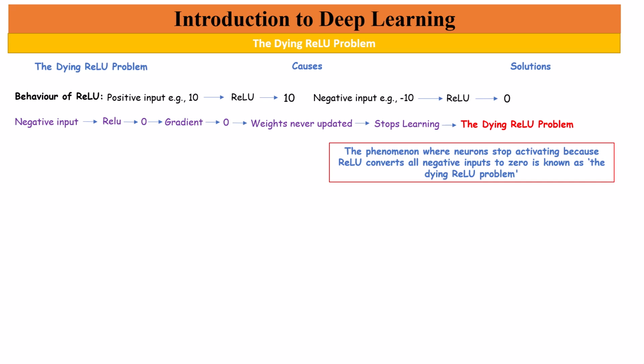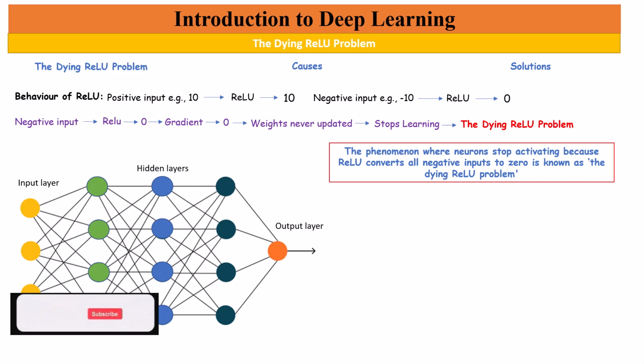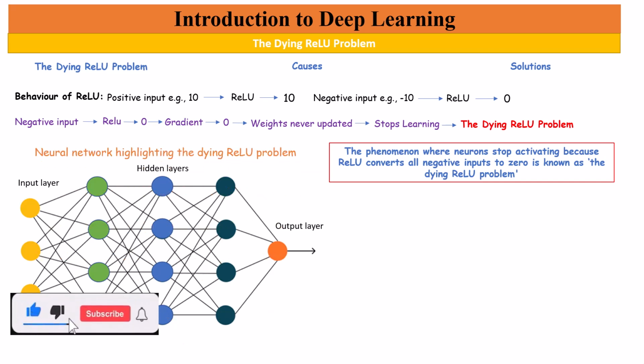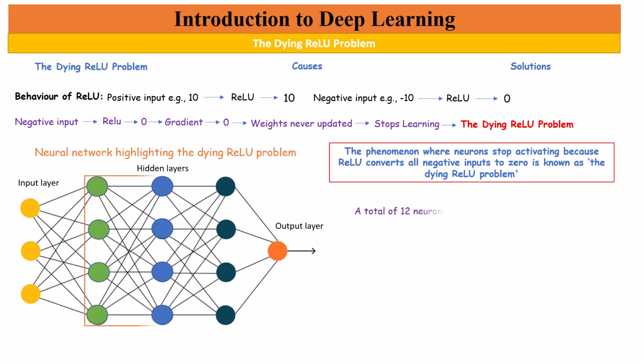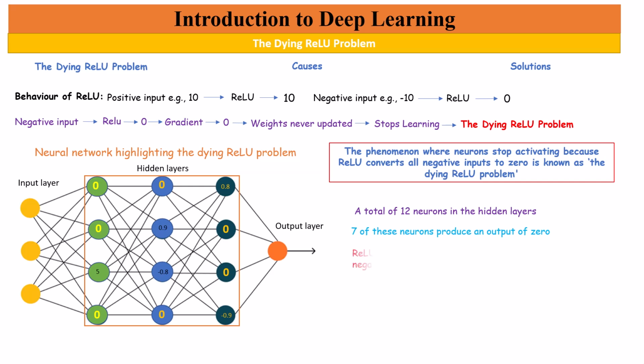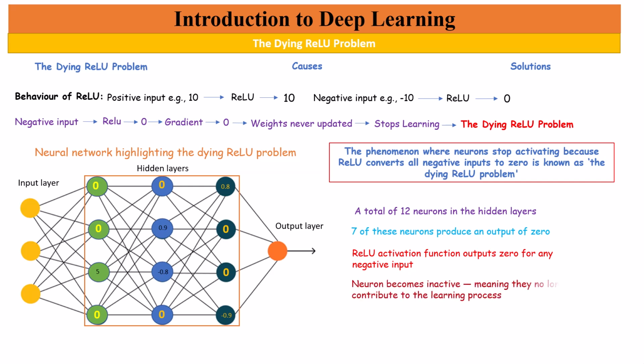ReLU problem. Let's explain this problem with the help of this figure, which illustrates a neural network specifically designed to demonstrate the Dying ReLU problem. The hidden layers of the network consist of 12 neurons, and as shown, 7 of these neurons produce an output of 0. This occurs because the ReLU activation function outputs 0 for any negative input. When a neuron consistently receives negative inputs during training, it becomes inactive, meaning it stops firing and no longer contributes to the network's learning process.